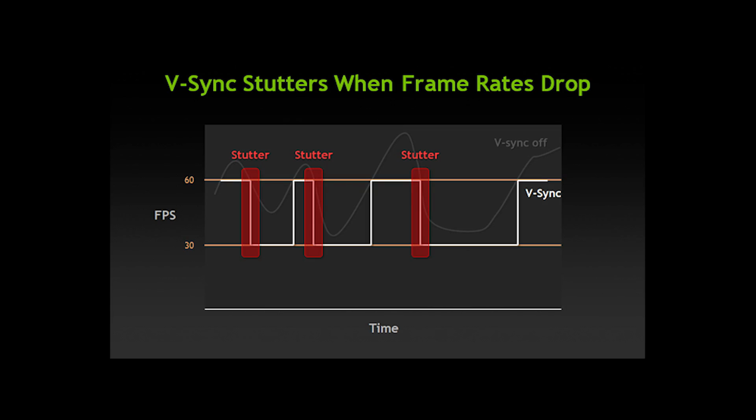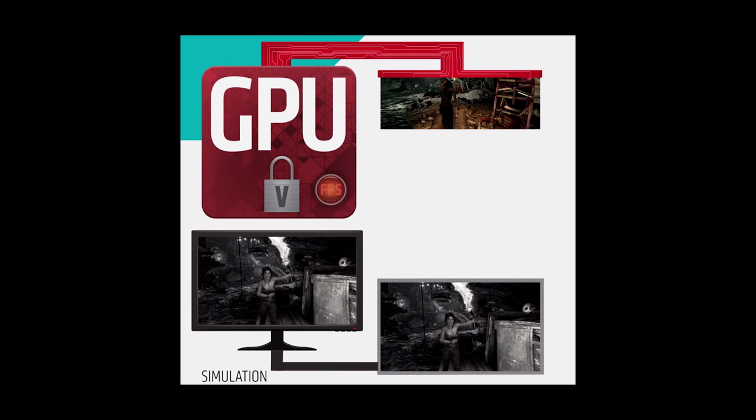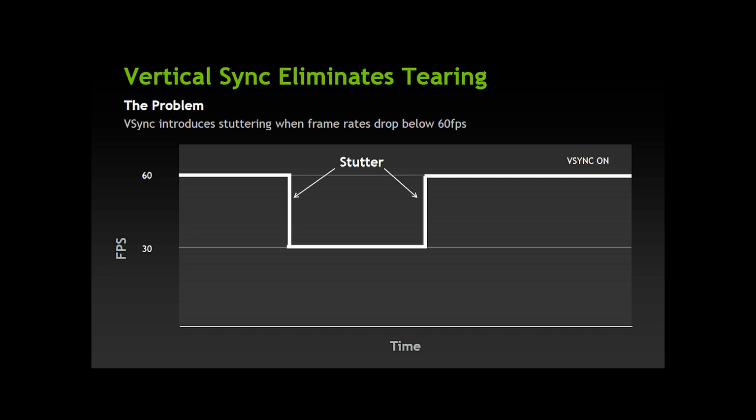The past solution for tearing was VSync, which stands for vertical synchronization. VSync synchronizes output of the GPU to the monitor by delaying frames to match the rate of the display, and it repeats the frame until the replacement is ready. When frames are delayed for the monitor, FPS is reduced and stuttering occurs, which is that blocky or uneven movement that you'll see during gameplay.